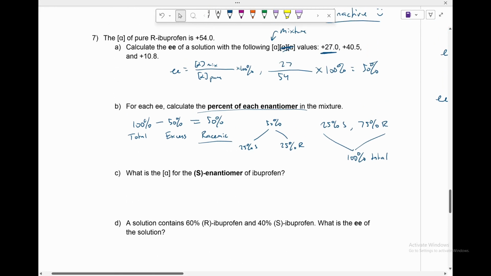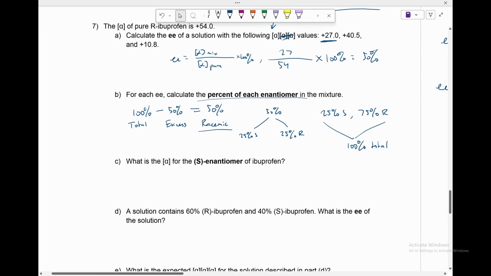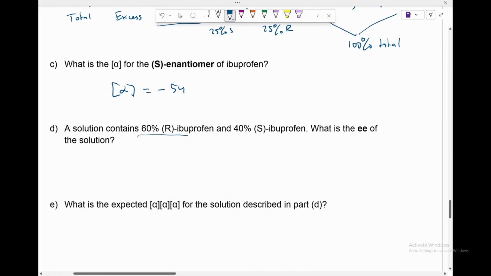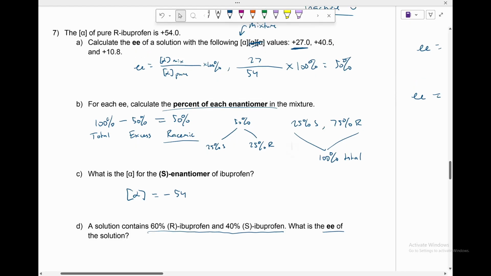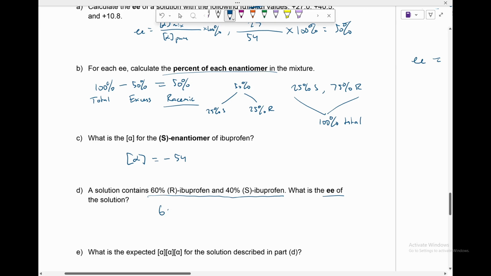Anyway, for C, I know that for our ibuprofen, it's plus 54, and if the other enantiomer bends light the other way, then the rotation should be alpha equals negative 54. Okay? If a solution contains 60% R and 40% S, what is the enantiomeric excess of the solution? I'm not given the rotation, but I am given the percentages. So I can do 60% R minus 40% S. Then I would have a 20% excess of R.